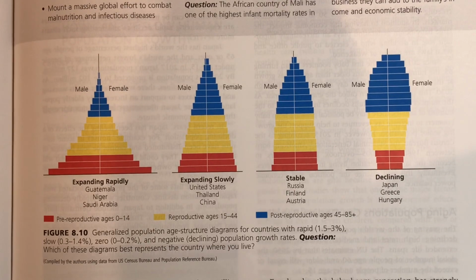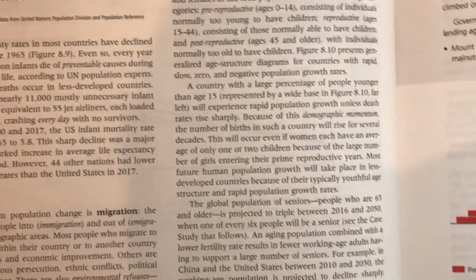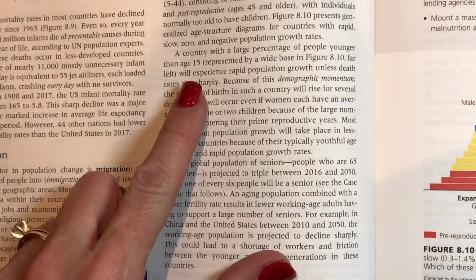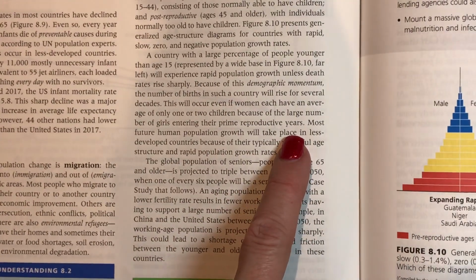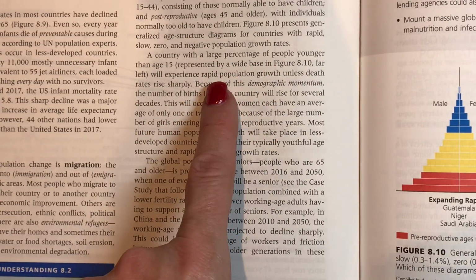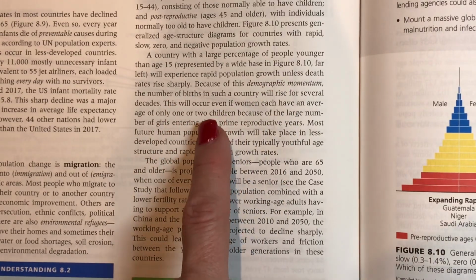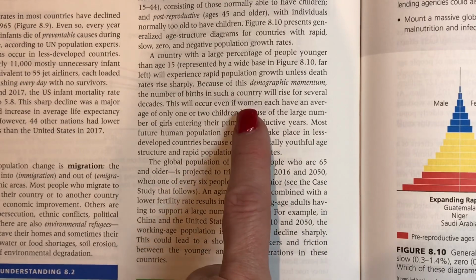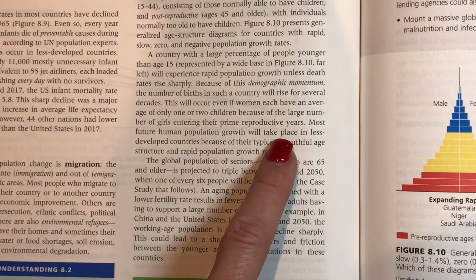Let's see, demographic momentum. All right, this is an important concept, and it's going to set you up for the age structure and the demographic transition model. So this is kind of setting you up for that. So right here, the number of births in a country will rise for several decades. Countries with a large percentage of people younger than age 15 will experience rapid population growth unless death rates also rise sharply. So this will occur even if women have an average of only 1 or 2 children because of the large number of girls entering their prime reproductive years.